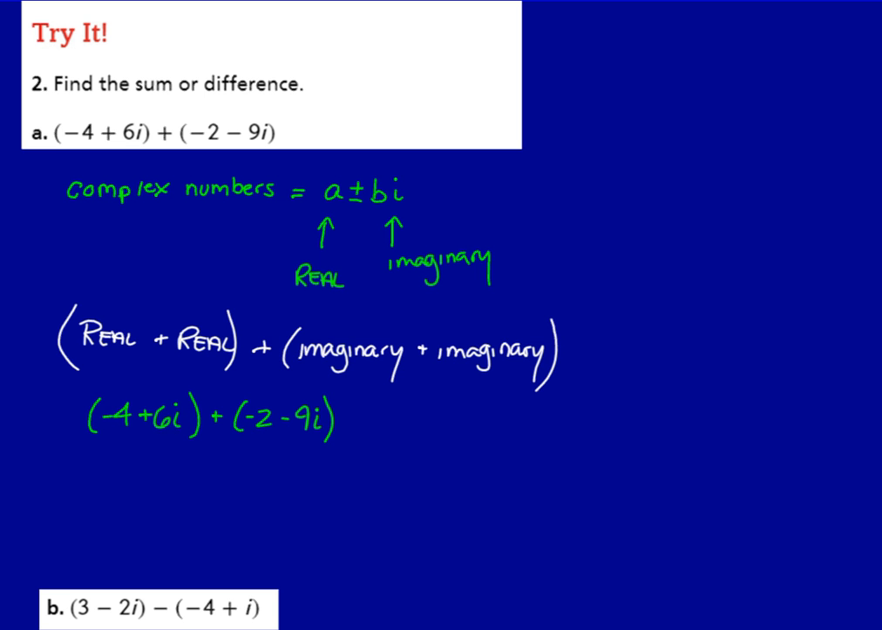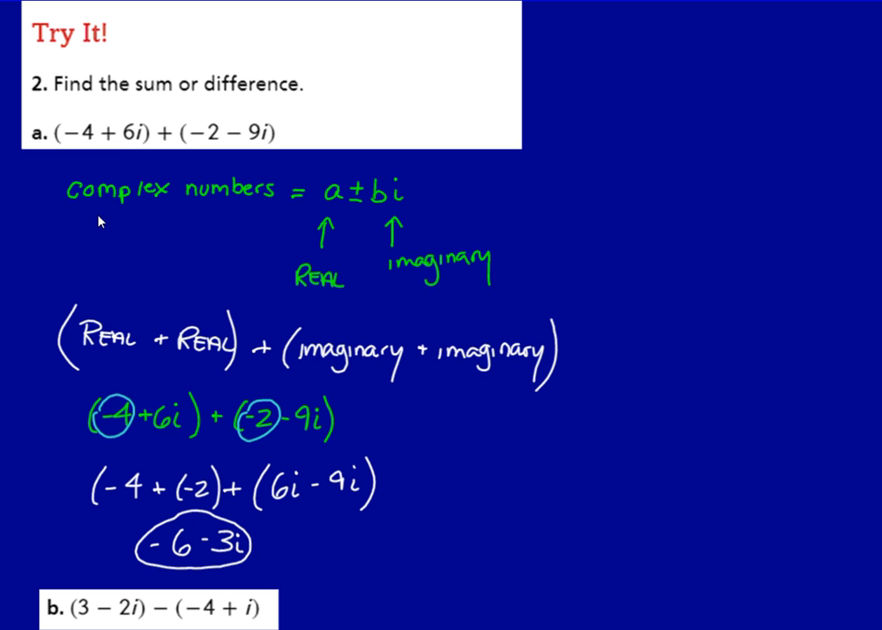So if we have -4 plus 6i plus -2 minus 9i, that's what this problem is, I'm going to add the real parts. So I'm going to add -4 plus a -2. So my work will look like this. -4 plus a -2, that's the real parts, plus the imaginary parts, 6i minus 9i. I'm adding plus a -9 there.